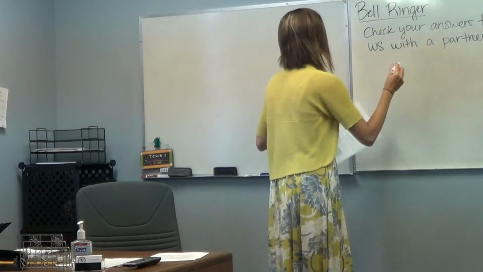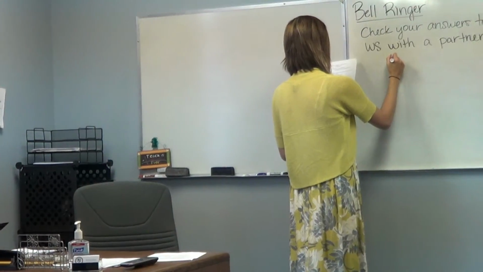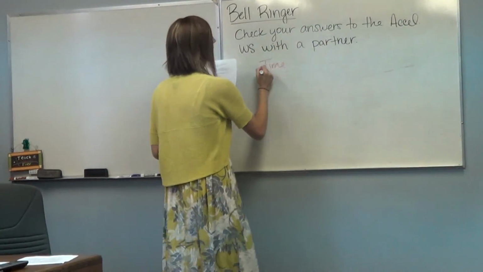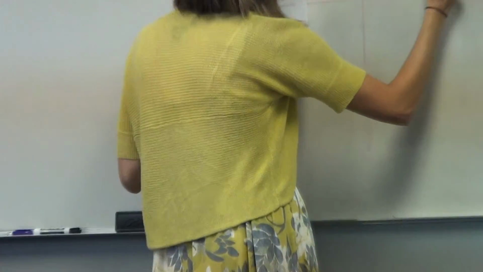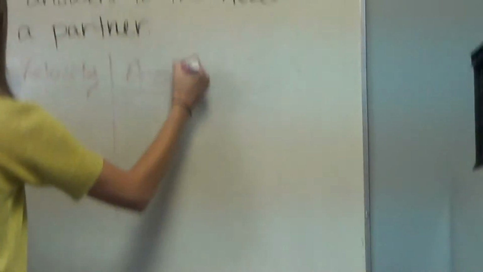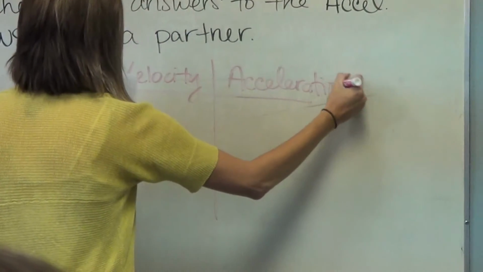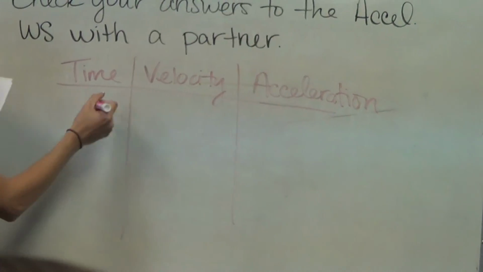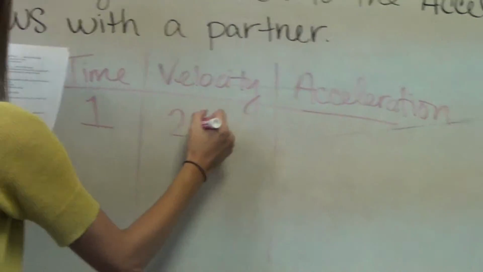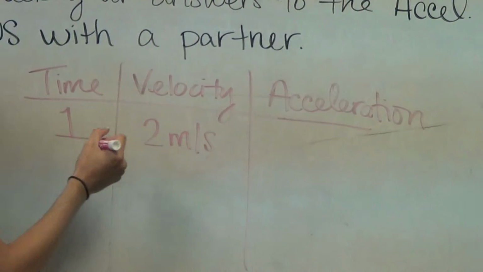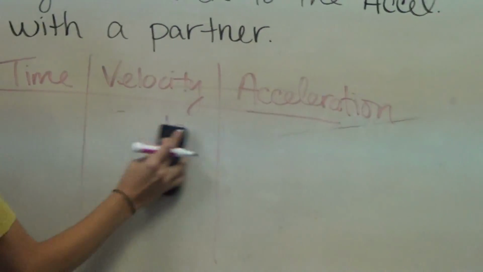Let's make a table. Okay, so we have time and we have velocity and we have acceleration. Can you guys see that color? Okay, so at 1 second, the velocity is 2 meters per second. So let's start with 0. At time 0, and then we have 1, 2, 3.